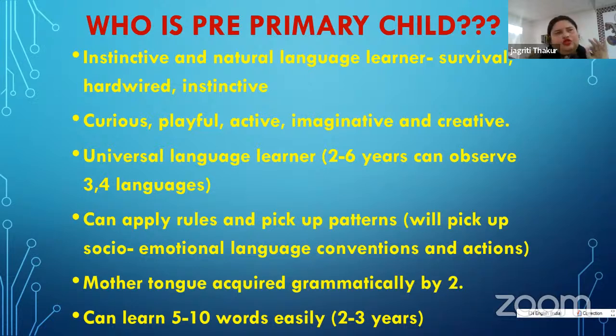Because you should argue and think on this, that a child by the age of 2 to 6 years can learn 2 to 3 languages. He has the ability to learn 5 to 6 words in a day. If a child is playing with friends of a different culture, the child will learn that language. He will pick up the pattern of that language. The language has many patterns, right? He can apply those rules and pick up the patterns. Every language has its rhythm.